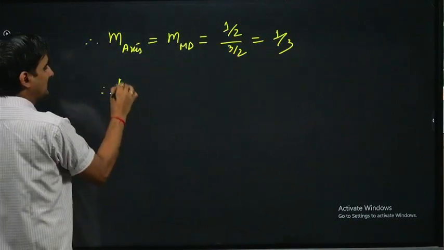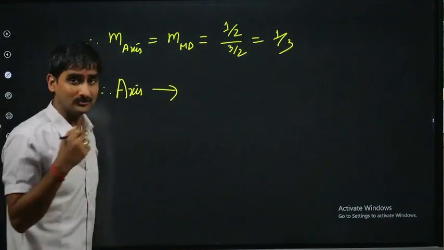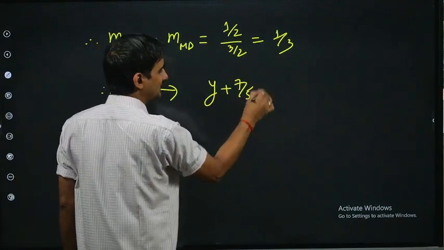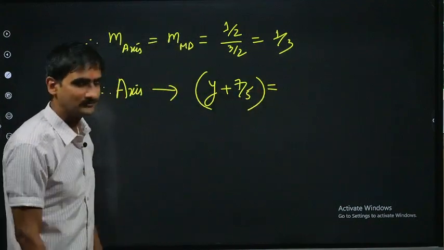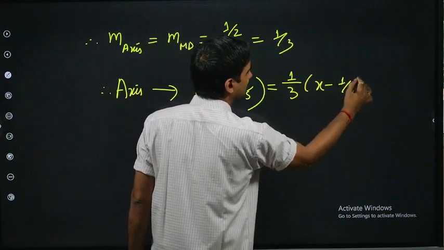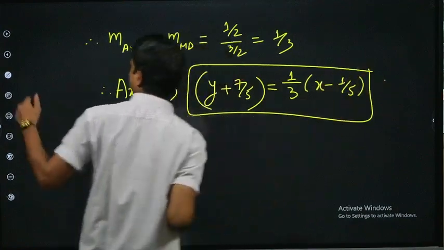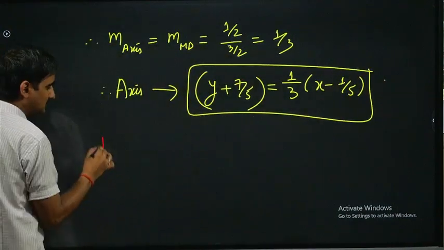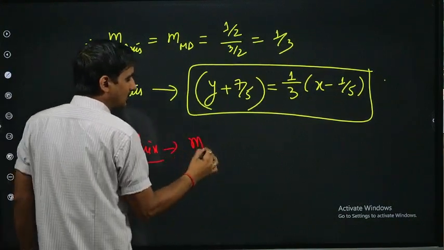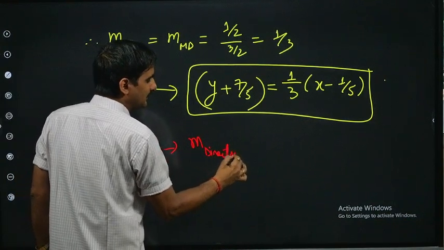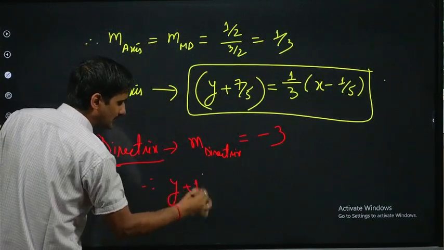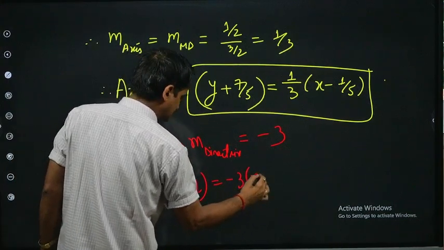So therefore the equation of axis is passing through focus with this slope. So it's y plus 7 by 5, minus 7 by 5 was the ordinate of the focus, equals slope times x minus 1 by 5. So that's the equation of axis. Now how will we get the equation of directrix? For directrix we already know a point on the directrix, minus 1 comma 1. Slope of directrix will be perpendicular to the axis, so it's minus 3. So the equation is y minus 1 is equal to minus 3 times x plus 1.